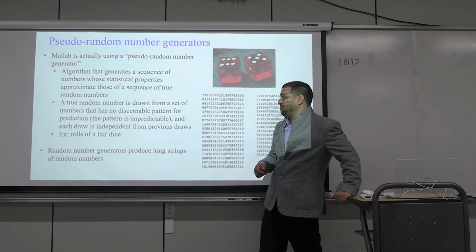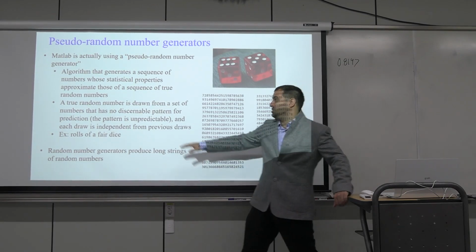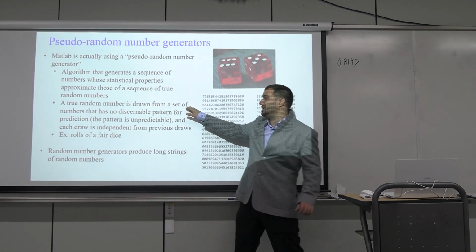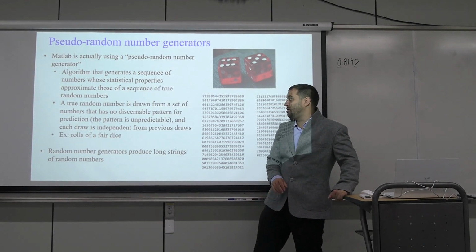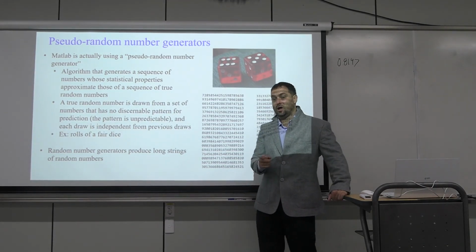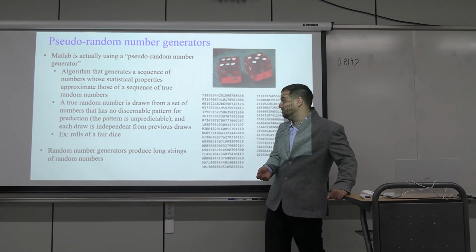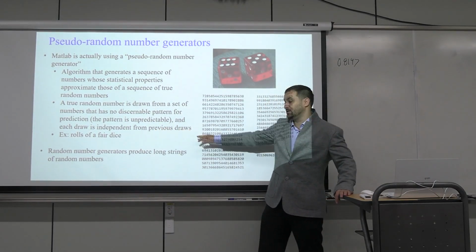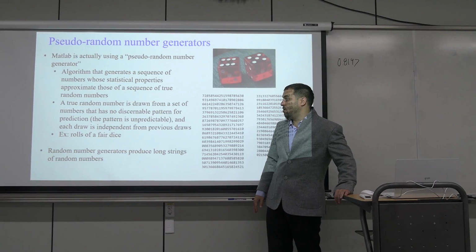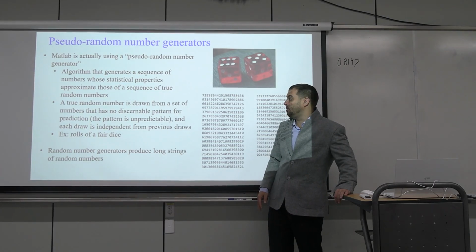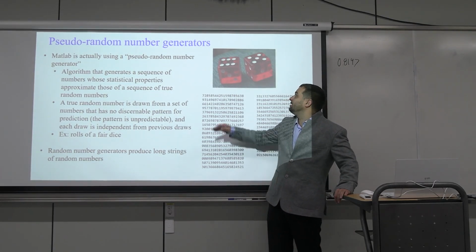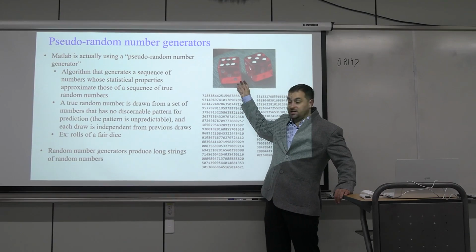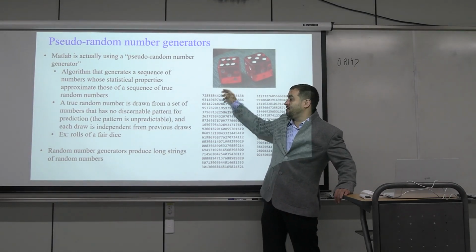And so then what is a true random number? A true random number is drawn from a set of numbers that has no discernible pattern for prediction. So the actual underlying pattern must be unpredictable, and each draw is independent from the previous draws. One example of a true random number would be 1 through 6 from a roll of a fair dice.